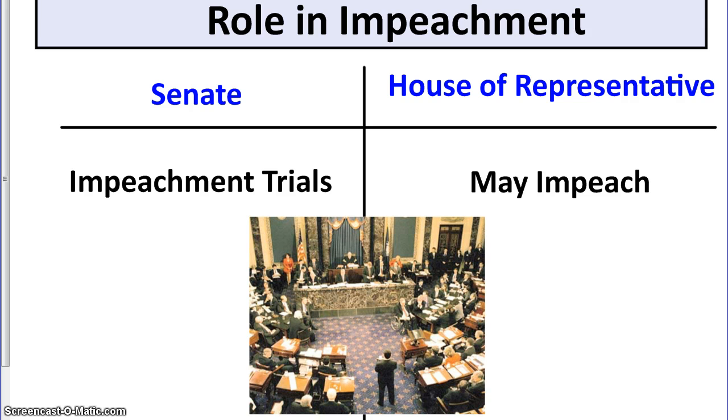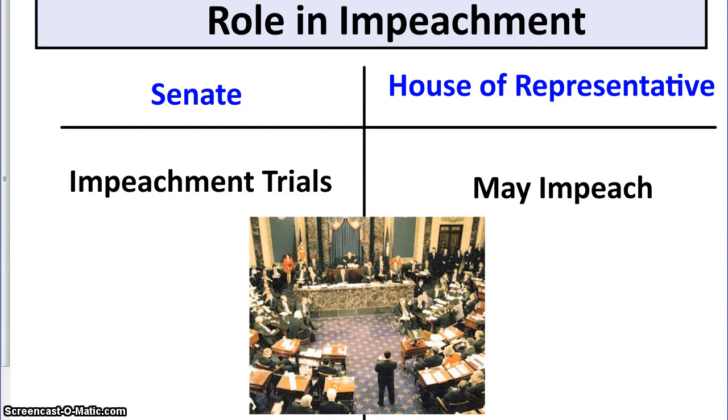So impeachment is a two-part process, and the House of Representatives voted to impeach Bill Clinton. They said what you did was an abuse of power for being the President of the United States, and you should be impeached for it. Now, that doesn't mean he loses his job, but he now has the possibility of losing his job.